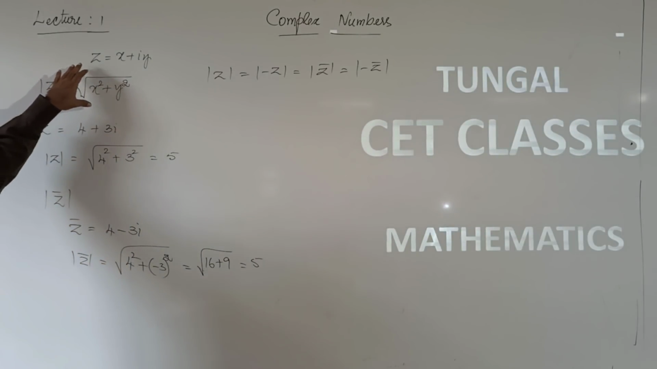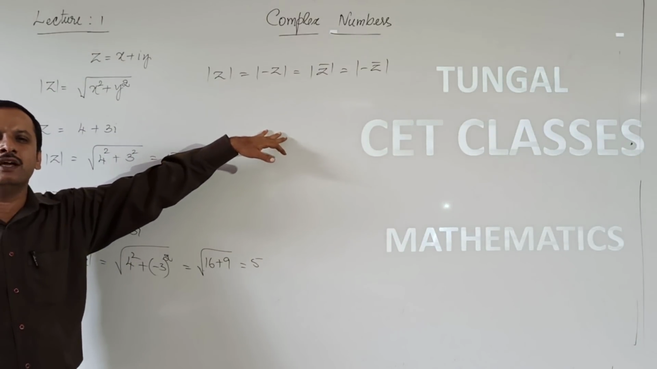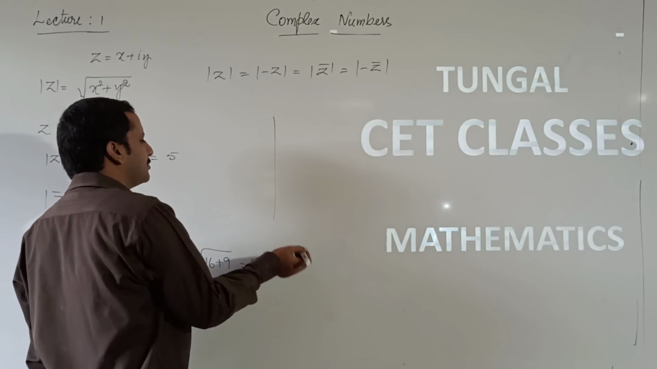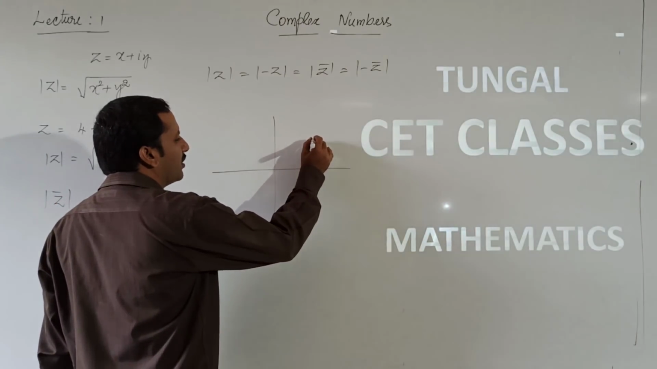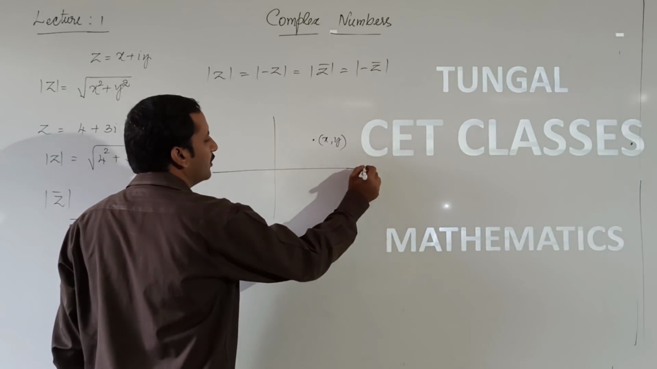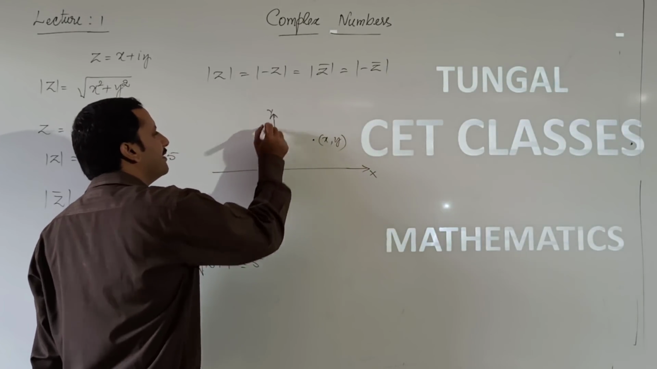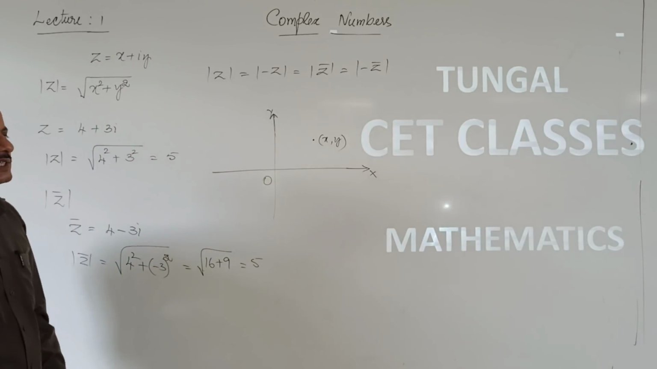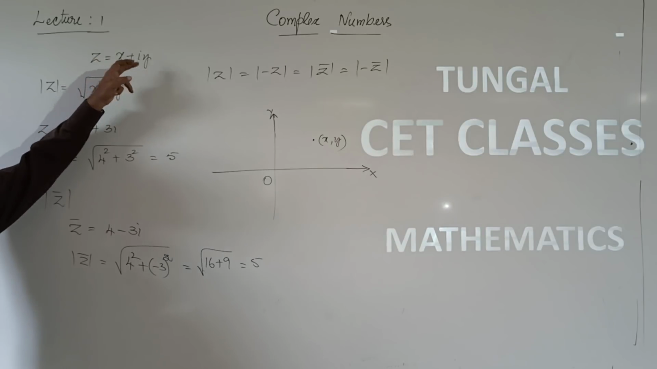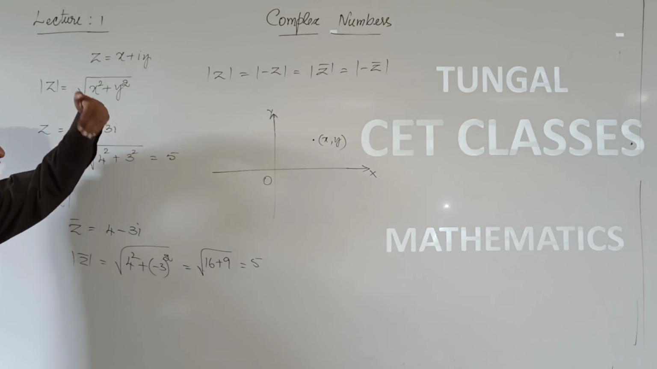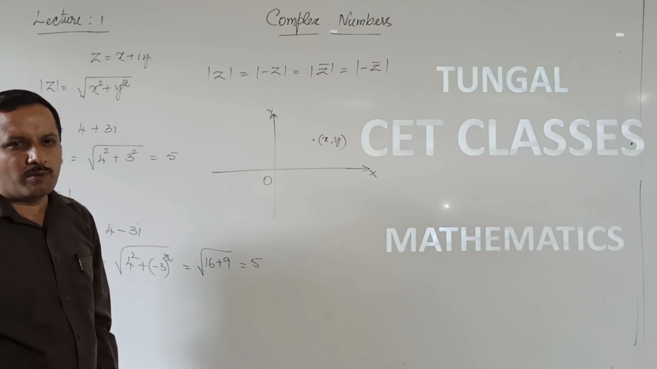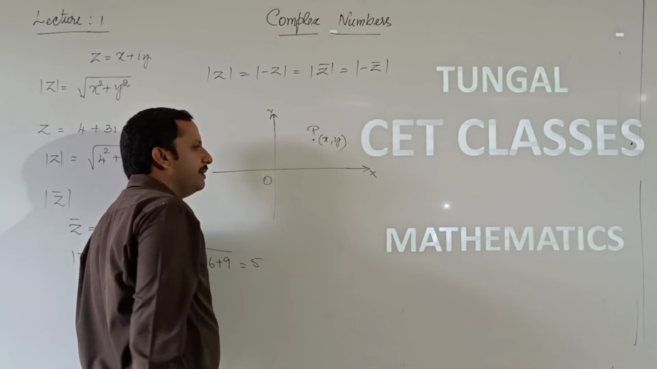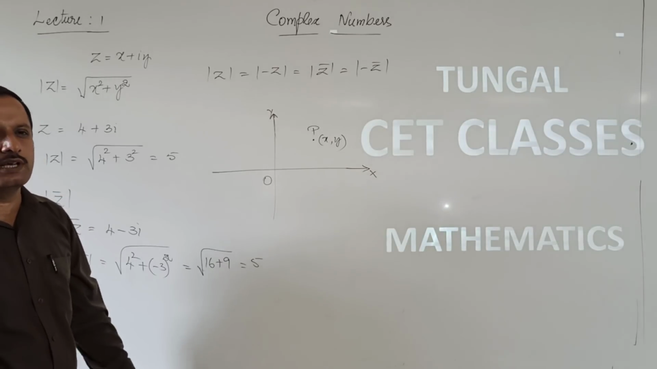Geometrically, the modulus of z is the distance of the point where this complex number is represented on the plane from the origin. If I am taking z is equal to x plus iy, assuming that x and y are positive here, I take that point here. Let us say this point is (x, y). This is our x-axis or real axis, this is the y-axis. Here is the origin, the point of intersection of the x and y axes. Now, I have taken the complex number z as x plus iy. So, I want to represent it on the Cartesian plane. That is represented by the ordered pair (x, y). I denote this point as P. P(x, y) represents the complex number z is equal to x plus iy.